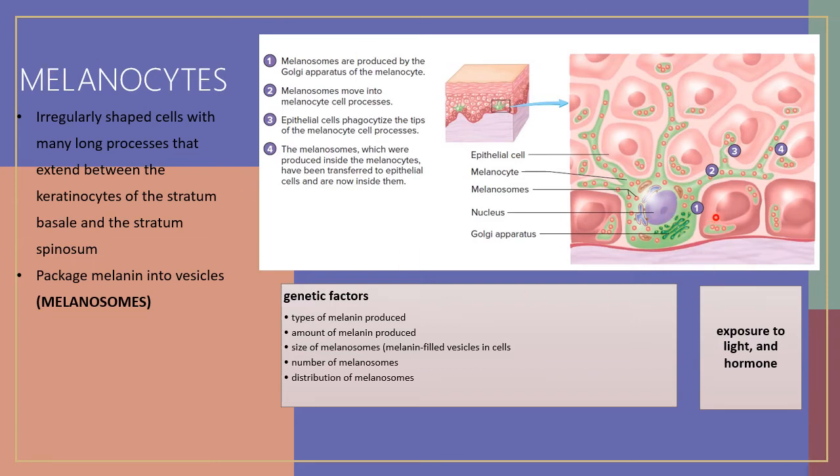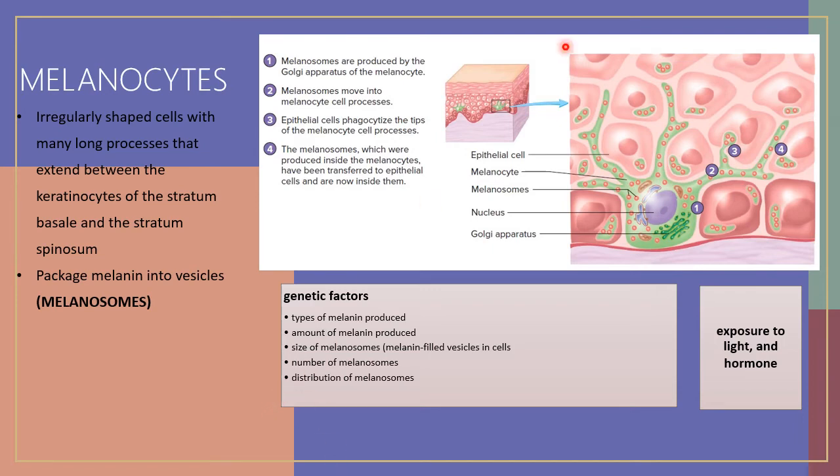So don't be confused. You will see your keratinocytes contain melanin and melanosomes, but they do not produce it. Your keratinocytes do not produce it. They only eat the processes of your melanocytes. The one that produces your melanin is actually your melanocytes. Ito sila. Okay?